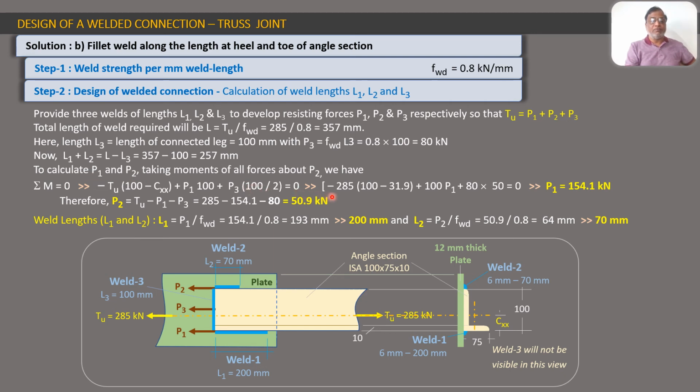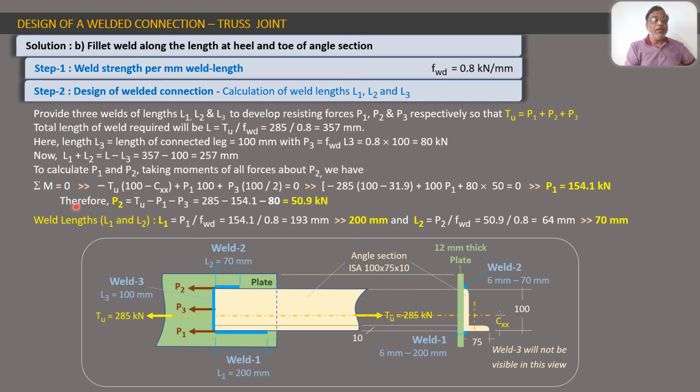They are taken, and on calculation of all these things, we finally get P1 equal to 154.1 kilonewton. So this is the value of P1 we get. So here P1 has become 154.1.